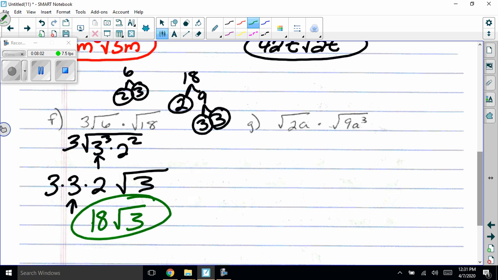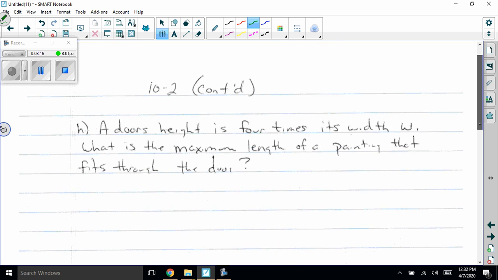So hopefully this gives you a good idea of what we're doing here with simplifying radicals. Like I said, we did this earlier, but it becomes a little bit more challenging. It's a lot more in depth, throwing some variables and some more difficult things in there to talk about.